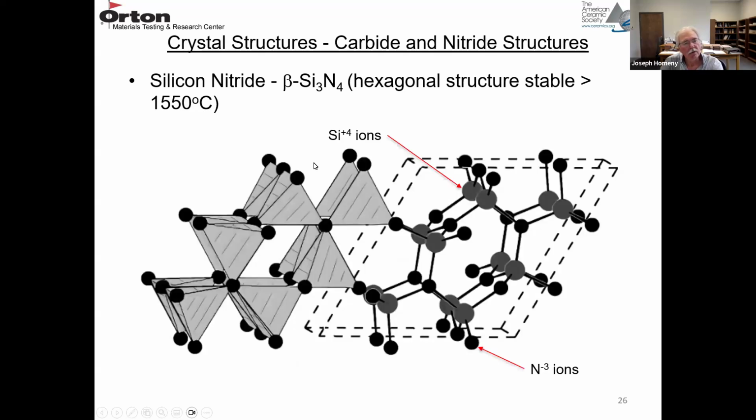And then the other form, beta silicon nitride, is hexagonal. It's stable above 1550 degrees C. Neither silicon carbide nor silicon nitride has a melting point. They just decompose at high temperatures. Again, the larger black circles are the Si+4 ions, and the smaller circles are the N-3 ions.